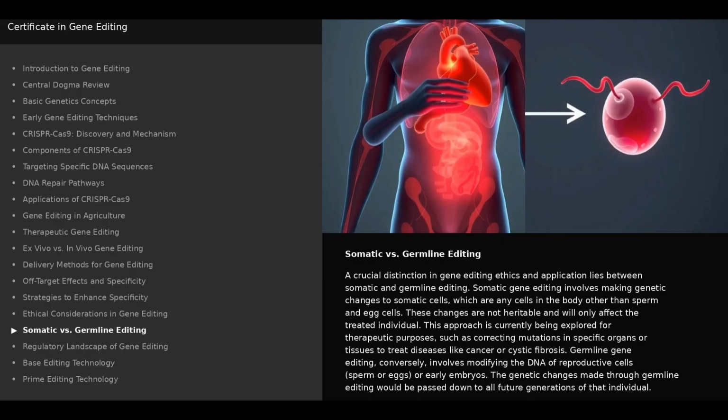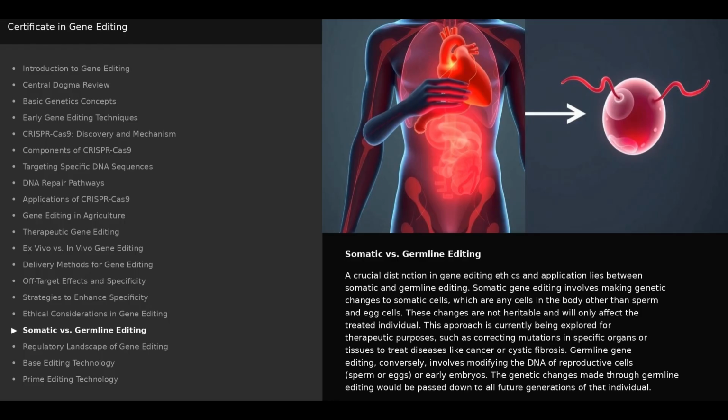Somatic versus germline editing. A crucial distinction in gene editing ethics and application lies between somatic and germline editing. Somatic gene editing involves making genetic changes to somatic cells, which are any cells in the body other than sperm and egg cells. These changes are not heritable and will only affect the treated individual.